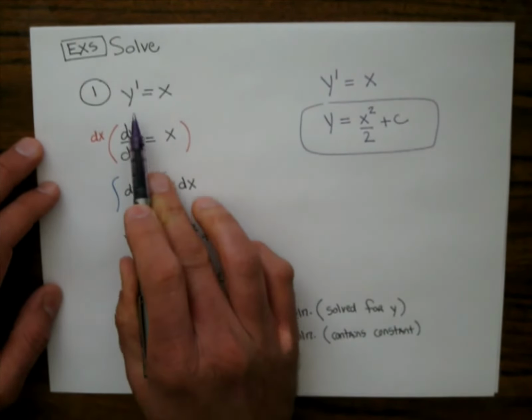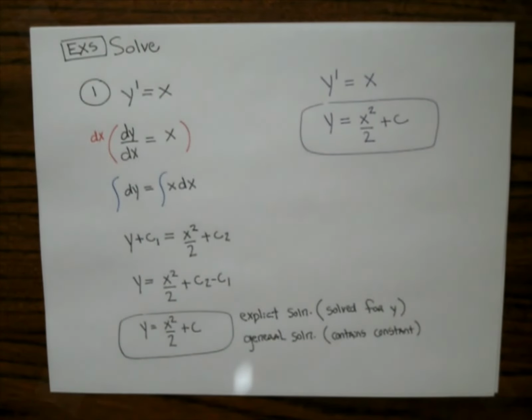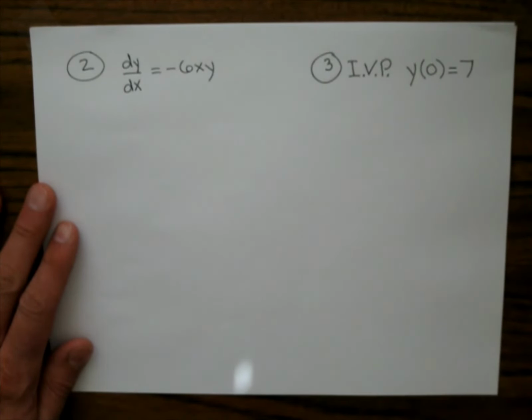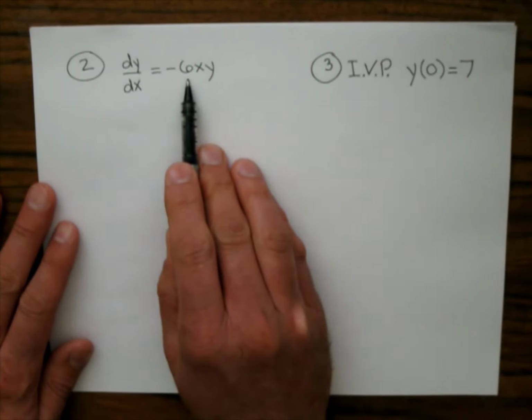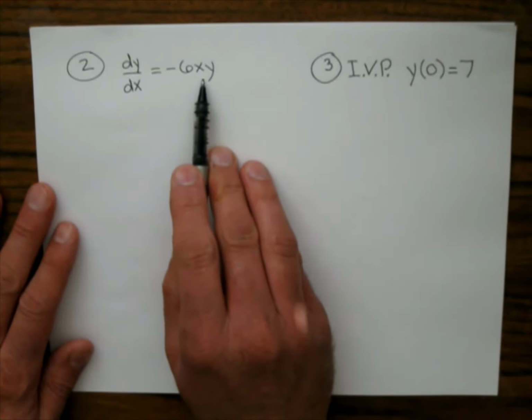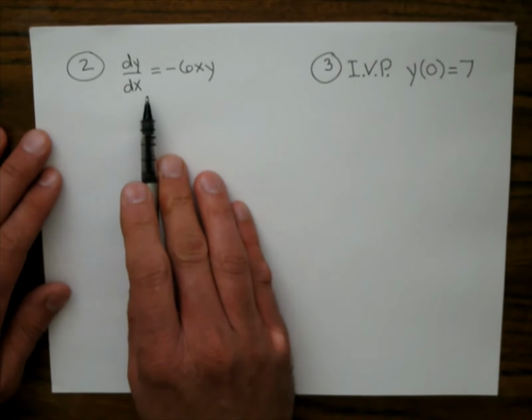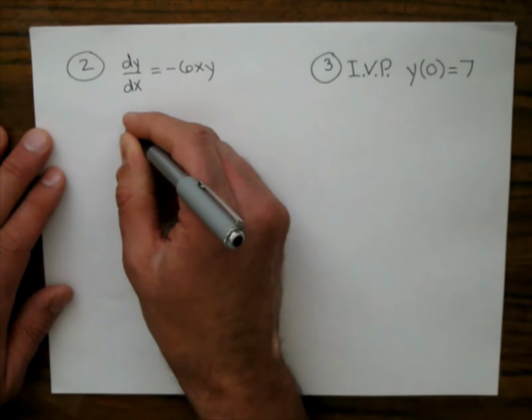Let's go ahead and look at problem number 2. Problem number 2 cannot be solved by this direct method, and in fact it was the problem that we saw on the first sheet, the one that was separable. And so here it is. dy dx, or y prime, equals negative 6xy. This is separable. You can separate the x's and y's through multiplication. Here's our next problem. We'll get to it later. And so let's go ahead and multiply both sides by dx.